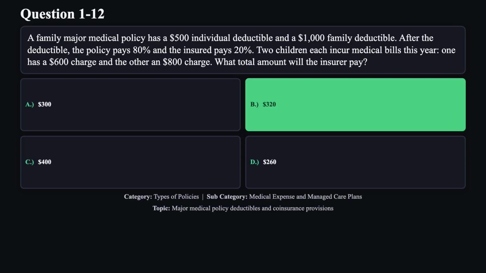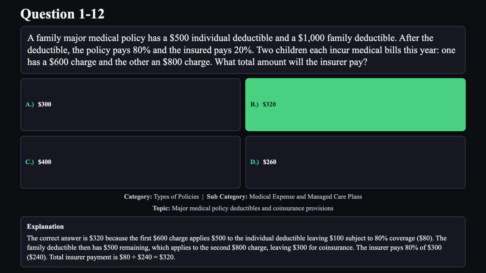The correct answer is B. The correct answer is $320 because the first $600 charge applies $500 to the individual deductible, leaving $100. Subject to 80% coverage, $80. The family deductible then has $500 remaining, which applies to the second $800 charge, leaving $300 for coinsurance. The insurer pays 80% of $300, $240. Total insurer payment is $80 plus $240 equals $320.